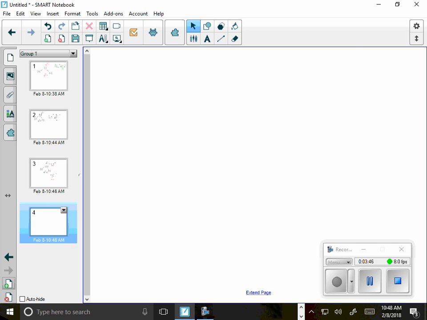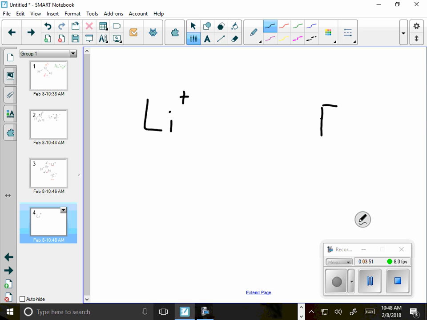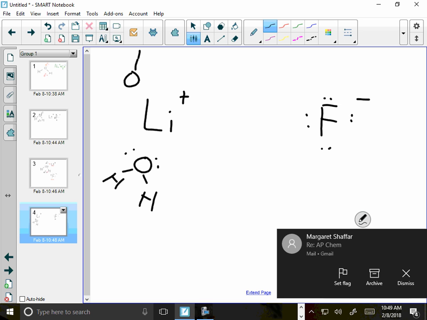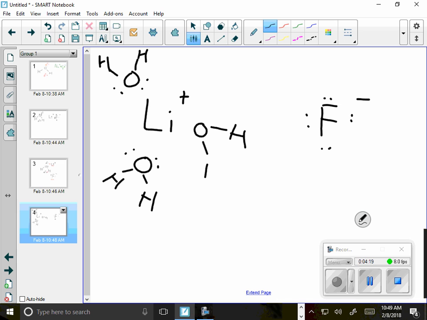So if lithium fluoride is being dissolved in water, since it's an ionic compound, the lithium and the fluorine will separate from one another. Then water will surround each ion. Here, for example, is water surrounding the lithium ion.